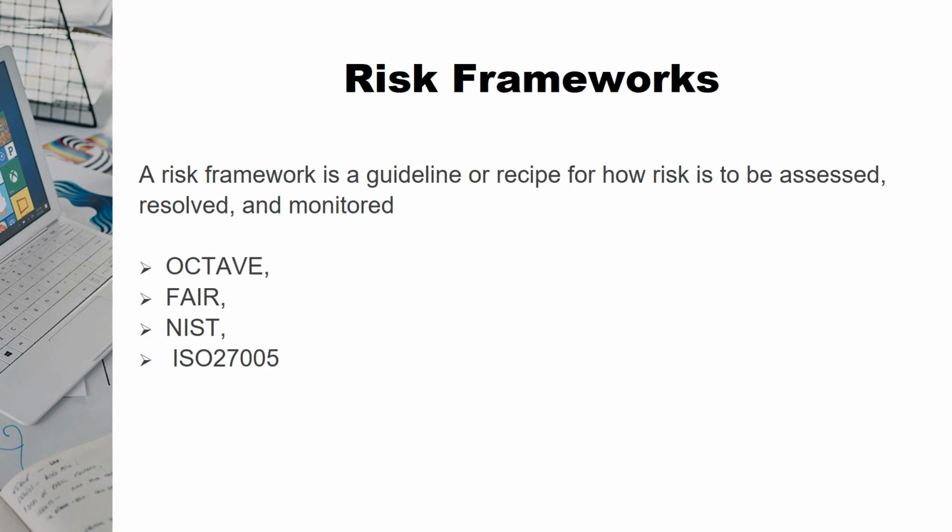Just going to explain Octave, FAIR, NIST, and ISO 27005. When you're talking of Octave, this is the Operationally Critical Threat, Asset, and Vulnerability Evaluation framework. It is a self-directed risk assessment methodology. This one emphasizes the importance of understanding organizational assets such as data, systems, and processes, and the threats and vulnerabilities that could impact them. The process is typically carried out by a multidisciplinary team from within the organization rather than relying solely on external consultants. This one involves three main phases: identifying critical assets and their security requirements, evaluating the infrastructure and identifying vulnerabilities, and developing a protection strategy.